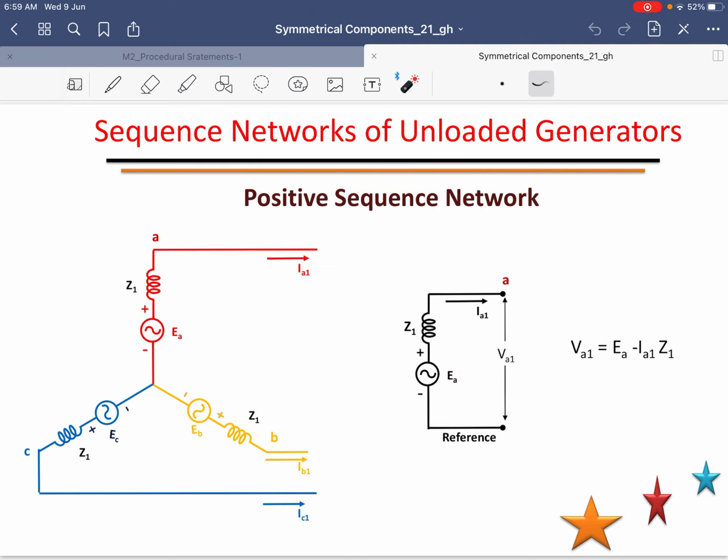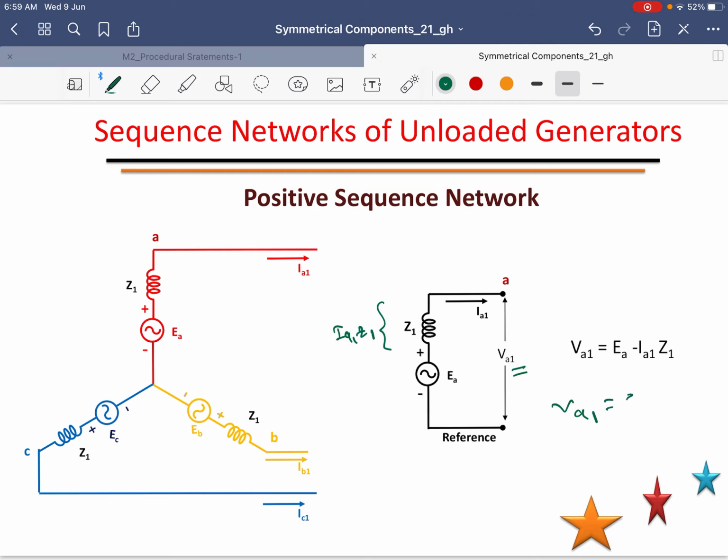With the reference, I am drawing here a reference. To the reference, there is the source of voltage EA and Z1, the current delivered is IA1, and the terminal voltage is VA1. We know that EA is the generated voltage, therefore the terminal voltage VA1 we get is the generated voltage minus the drop in this, that is, IA1 Z1.